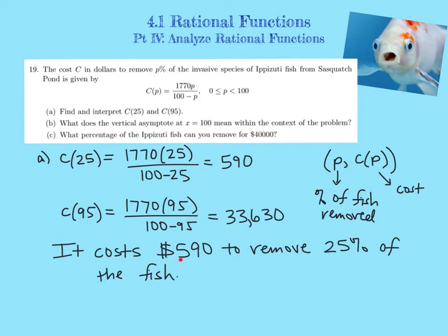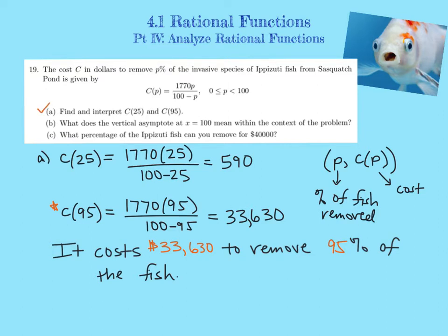It costs $590 to remove 25% of the fish. Sure, you can use a few more words from the problem. You can put the name of the fish in front of it. You can say to remove 25% of the fish, it will cost $590. Either way is fine. Then you can write a similar sentence to interpret what C of 95 means, and that sentence can look just like this. All I did was change the numbers. So part A is not too bad.